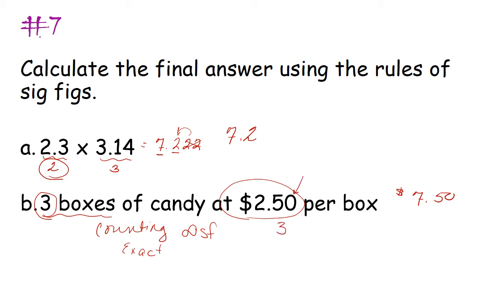That's a trailing 0 following a decimal point. So our final answer should also have 3 significant figures. And it kind of makes sense. If a box of candy is $2.50, I'm certainly going to spend $7.50 for 3 of them.